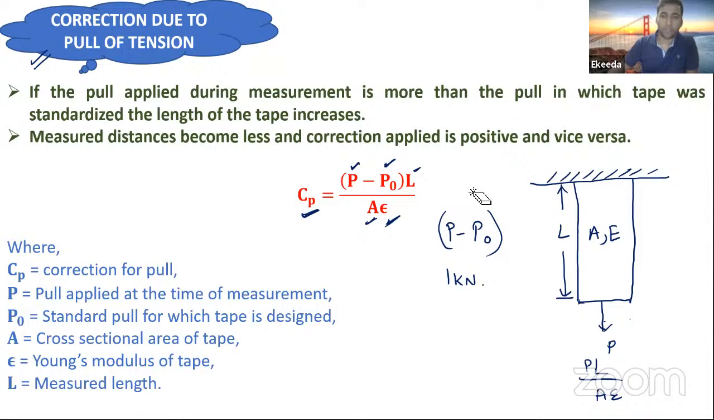Okay, now suppose that this is the case of tape elongation. It means that the length of tape is increasing. It means that the length of tape is longer than the actual length of tape. So what will be the sign of correction?